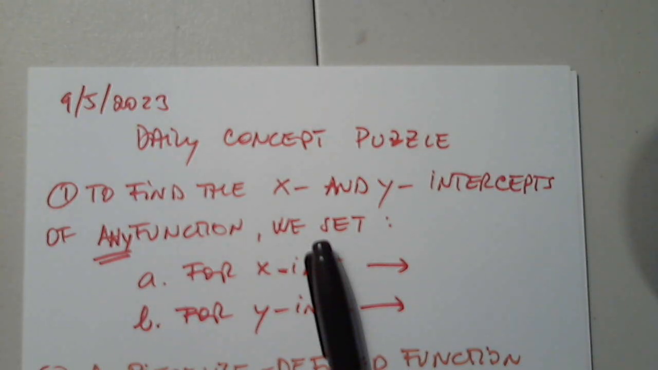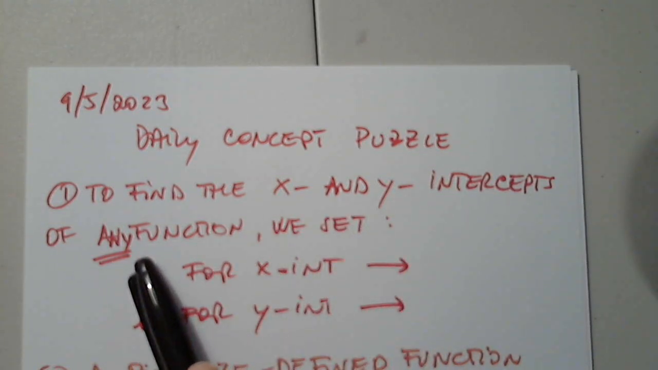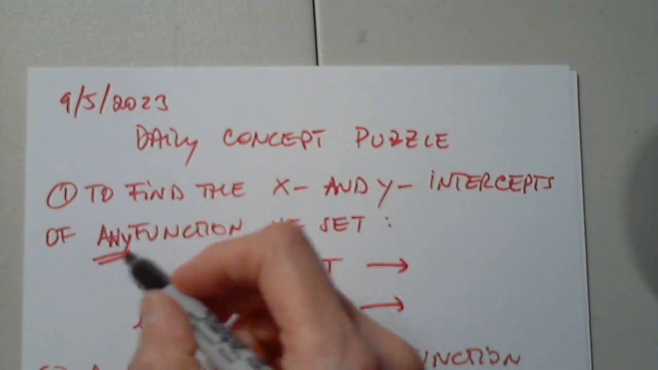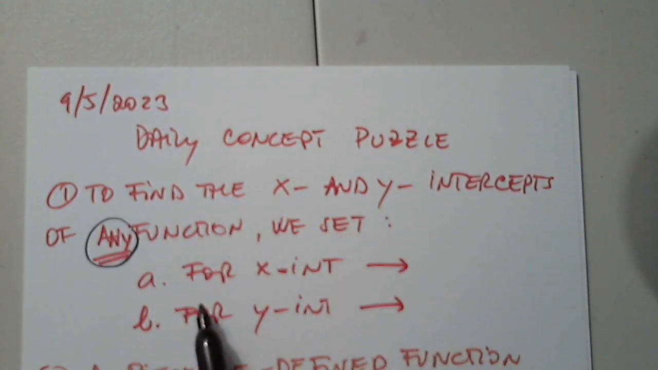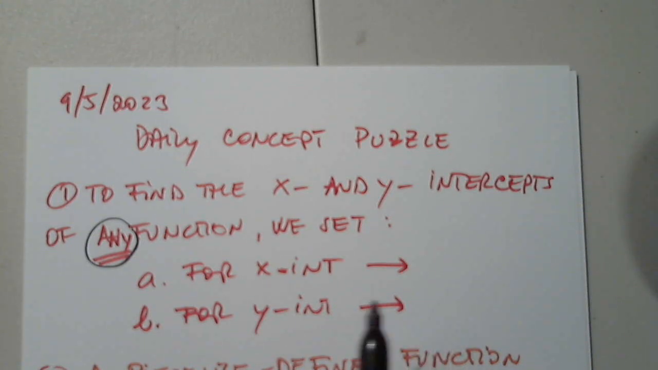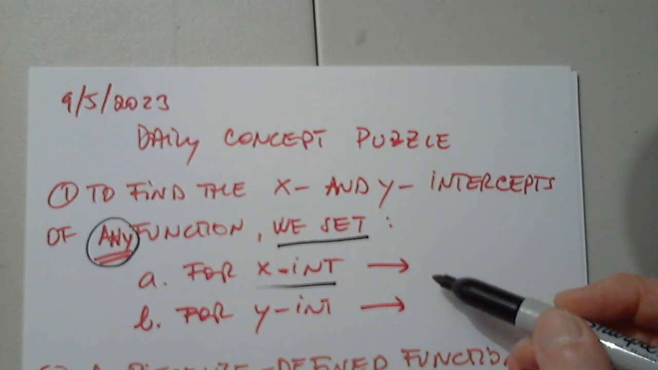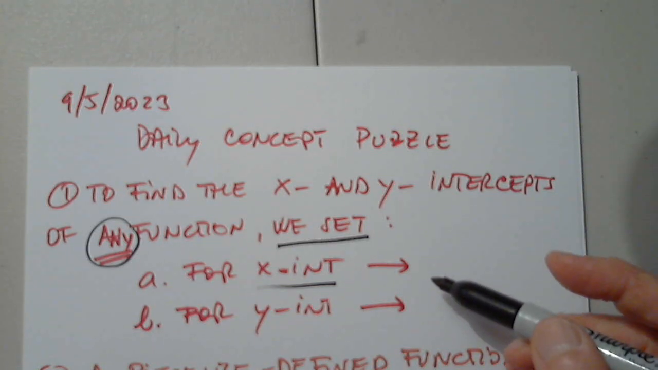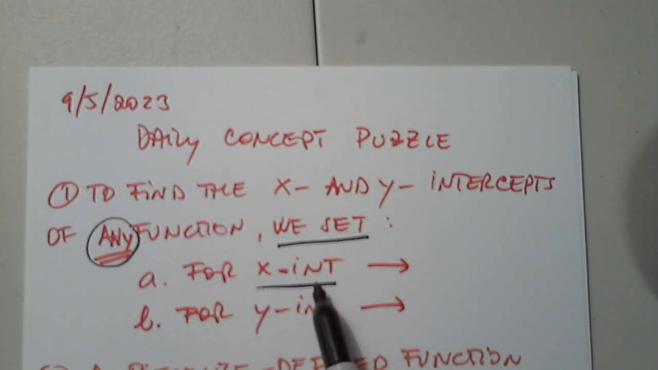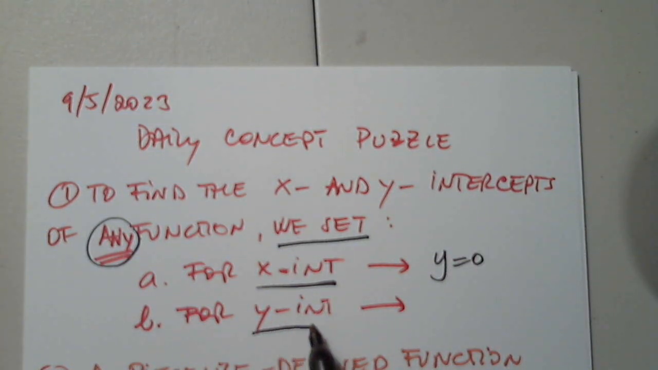Thank you. Good. So to find the x and y intercepts of any function, we set something for the x-intercept and something for the y-intercept. To find the x-intercept, we set what? Y equals 0. Good. And for the y-intercept, x equals 0. Awesome. Please remember that.